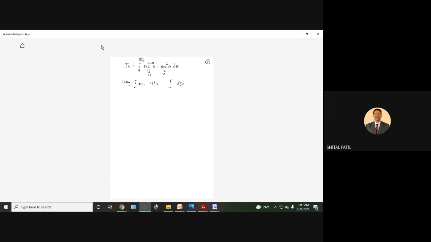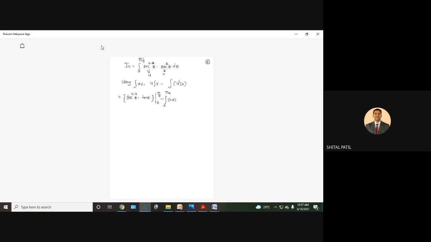U dash, integration of v. So u as it is. So sec raised to n minus 2 theta as it is into integration of v, integration of sec square theta. What is the integration of sec square theta? Tan theta. Right? This is the first term. Limits are 0 to pi by 4. Minus of integration from 0 to pi by 4, u dash, derivative of sec raised to n minus 2.